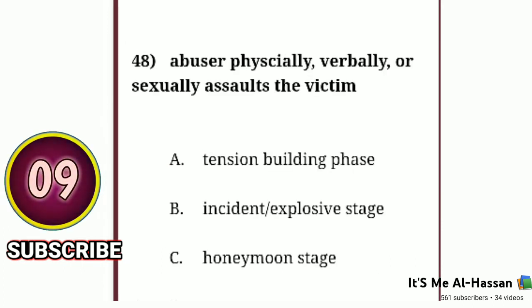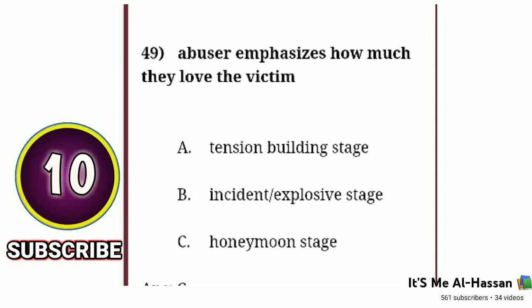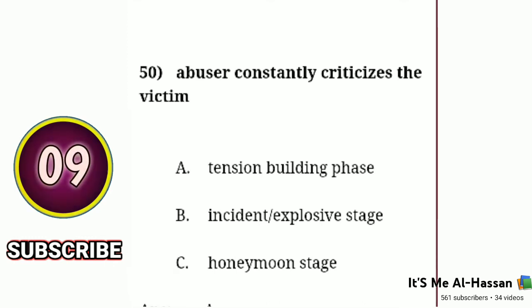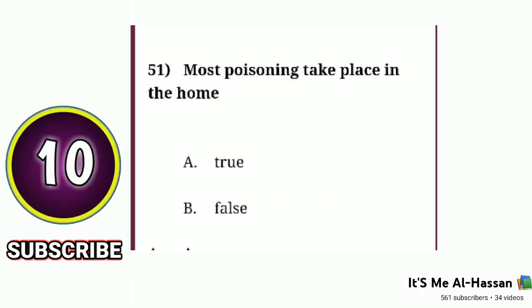48. Abuser forcefully, verbally, or sexually assaults the victim. 49. Abuser emphasizes how much they love the victim. 50. Abuser constantly criticizes the victim. 51. Most poisonings take place in the home.